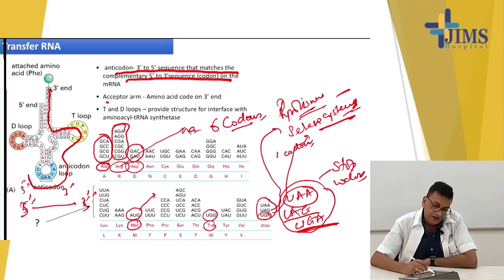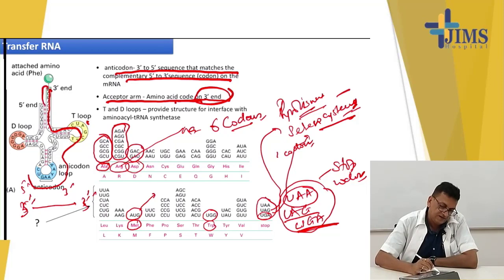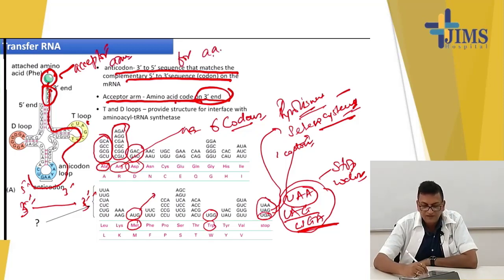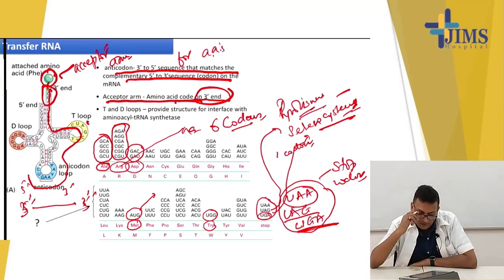Okay. Acceptor arm is the one which has the amino acid at the 3' end. This is nothing but the addition, and this is the amino acid. So this is considered as the acceptor arm. This is the acceptor arm for the amino acid. Okay, this is the acceptor arm for the amino acid.